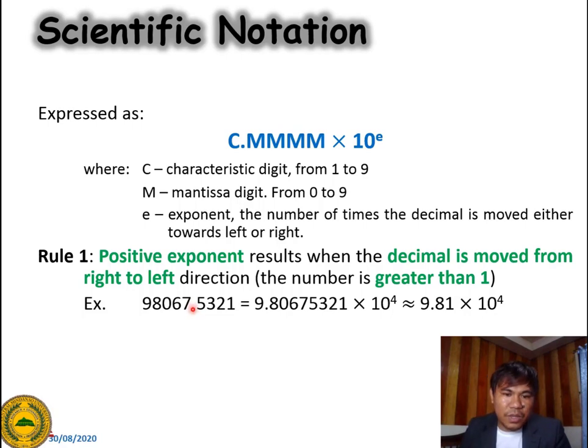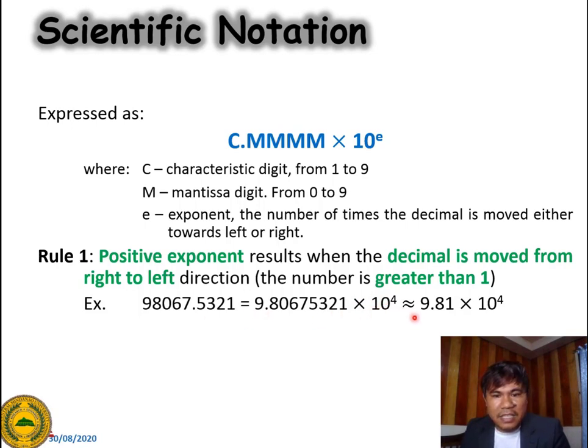All we do is count how many decimal places we move this digit to the left. So that's 1, 2, 3, 4. So that's the form here. In this case, we have the power of 4, and so we rewrite it this way: 9.80675321. That's basically copying it, and then you just multiply this by 10 to the 4. So that's the decimal places that you move to the left.